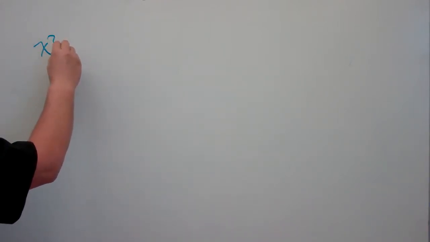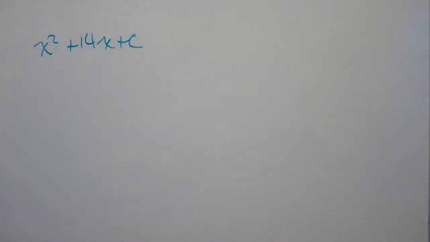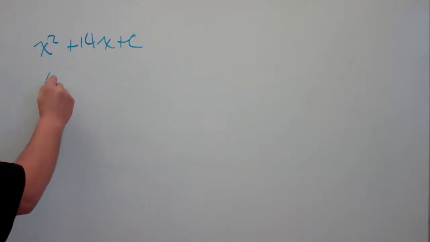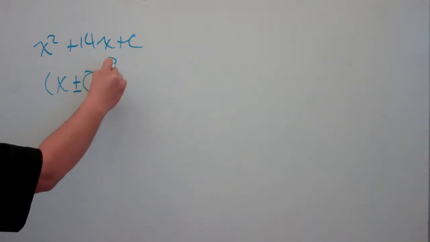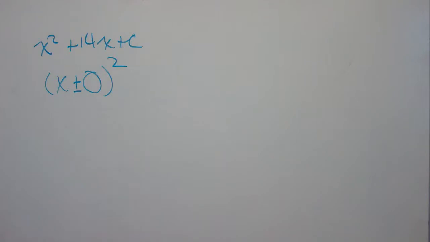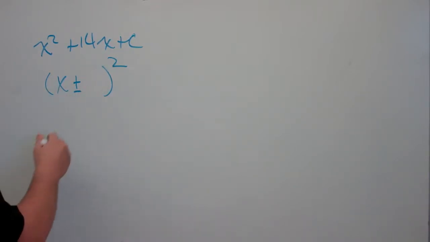What is the value of c such that x squared plus 14x plus c is a perfect square trinomial? What a perfect square trinomial means is you can write it as x plus or minus something squared. It's a perfect square trinomial. So we need to figure out what c is. So you're basically going to put here the square root of c.